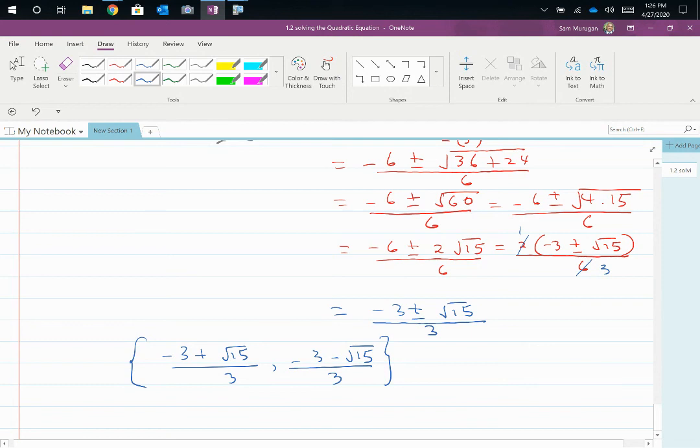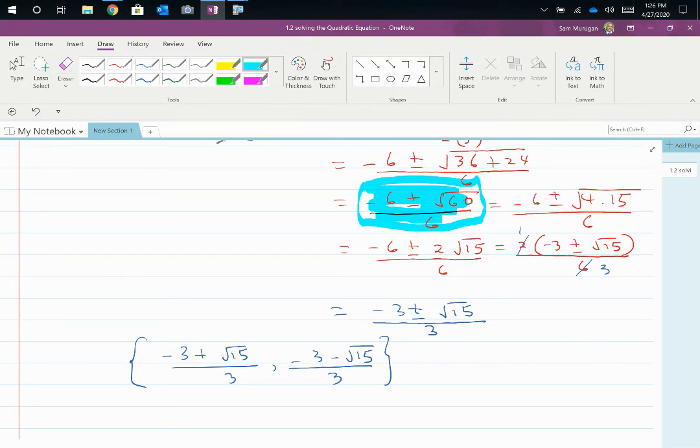Make sure that you're simplifying the radical when you get to this stage right here. Make sure that you are working on simplifying that radical. Don't type in the answer as negative 6 plus or minus square root of 60 over 6.